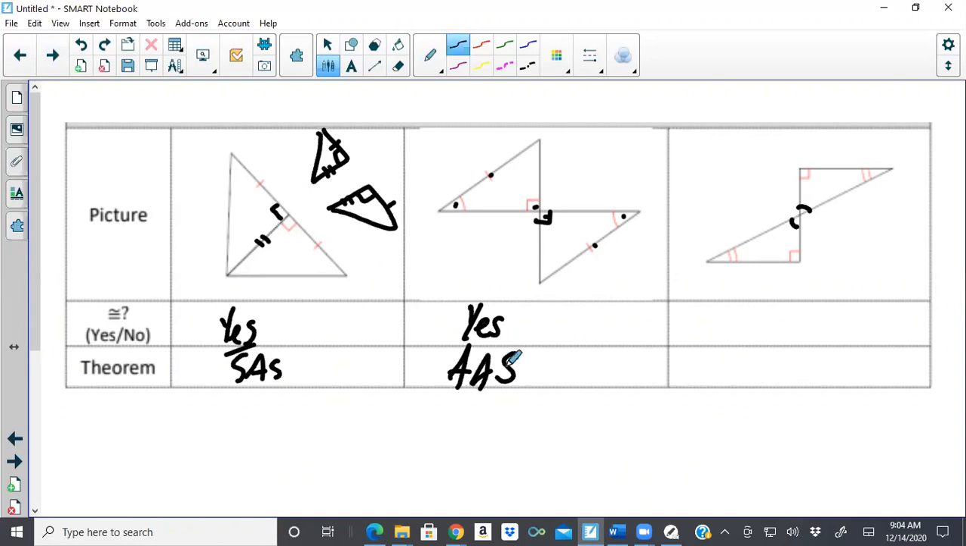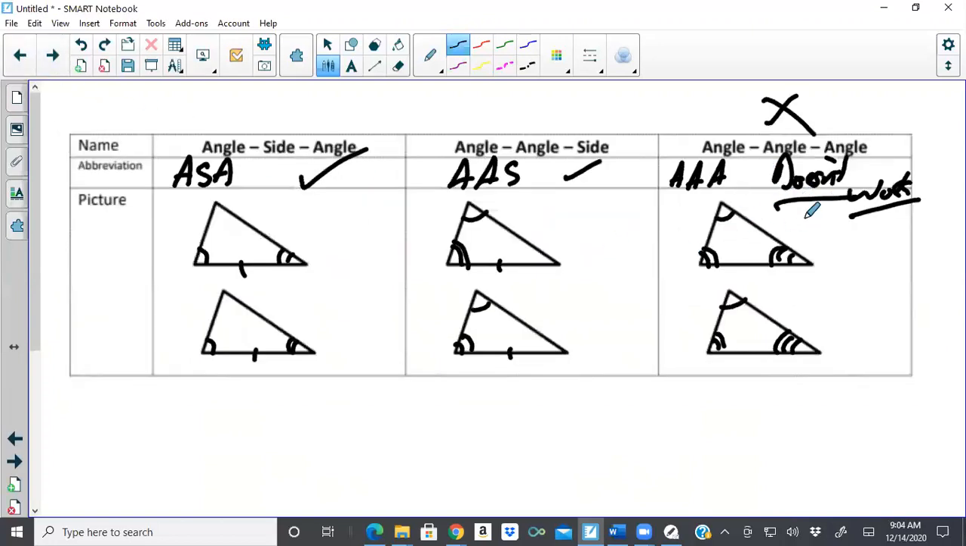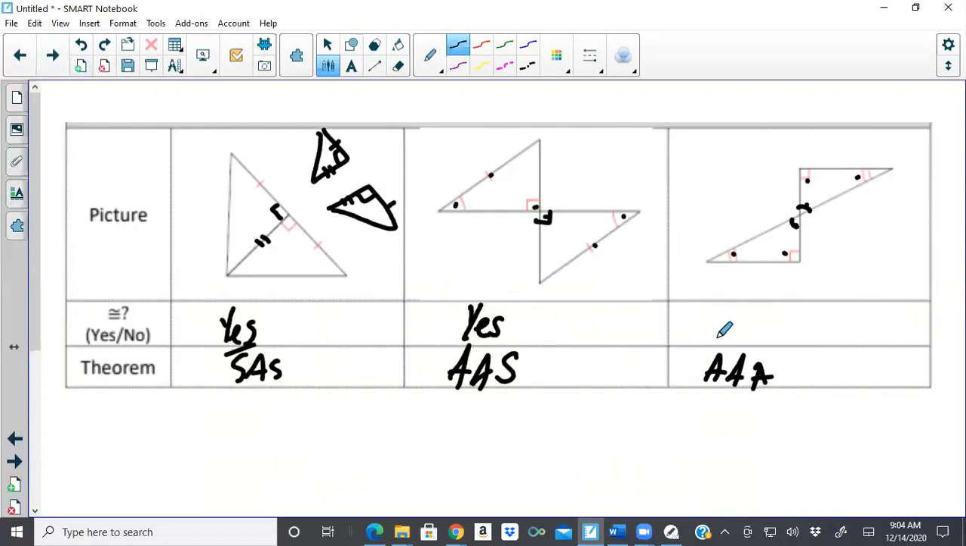Okay. Then we get here. I have no sides, right? No markings for sides. Since there are no markings for sides, it looks like I have an angle, an angle, and an angle. I have angle, angle, angle. If I go back here and look for angle, angle, angle, I'm looking here. It says angle, angle, angle is the theorem that I'm using. That one does not work. Doesn't work, so I will put no. Doesn't work with angle, angle, angle.